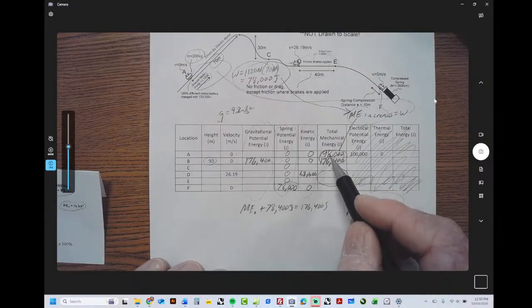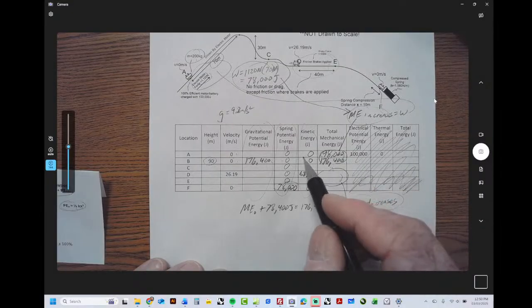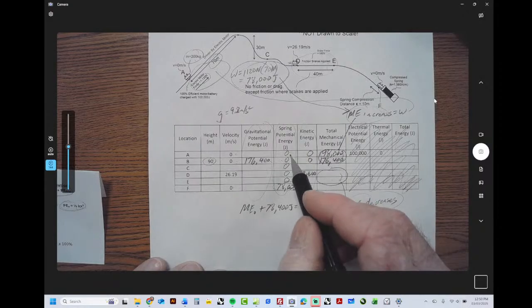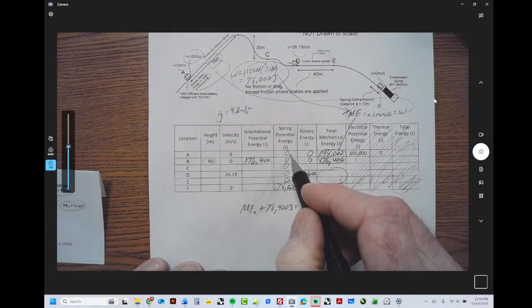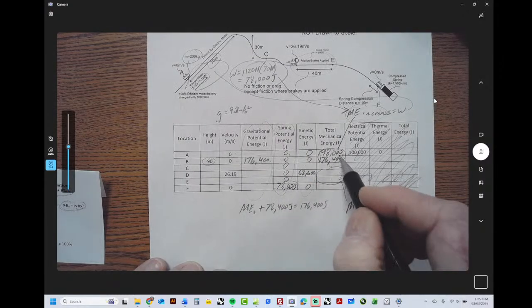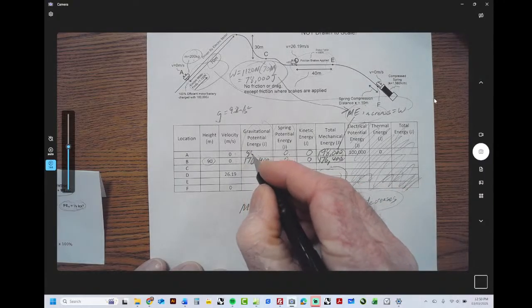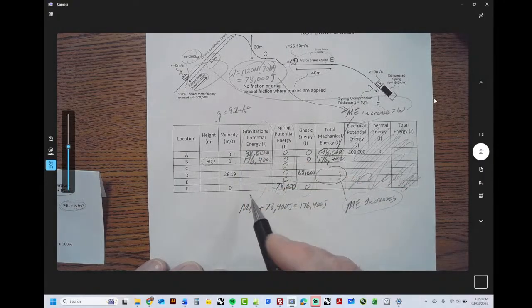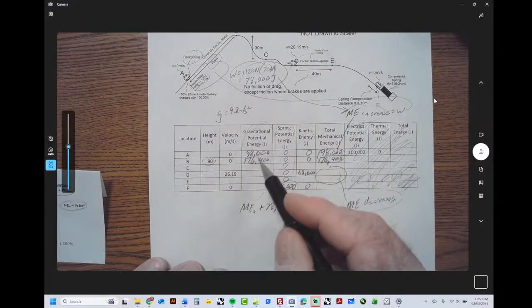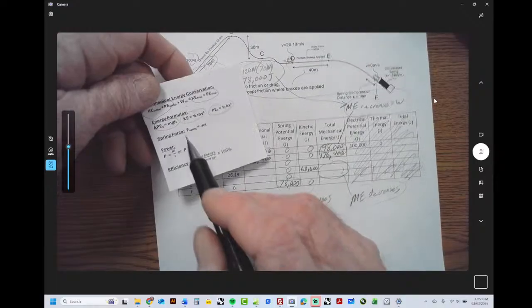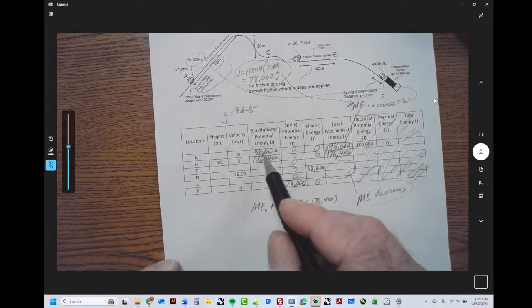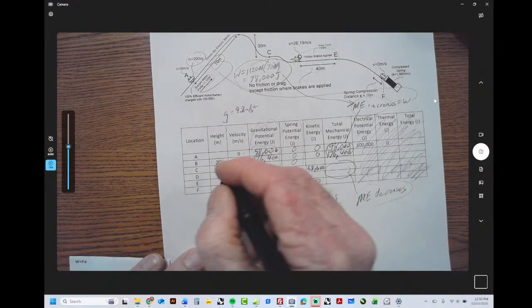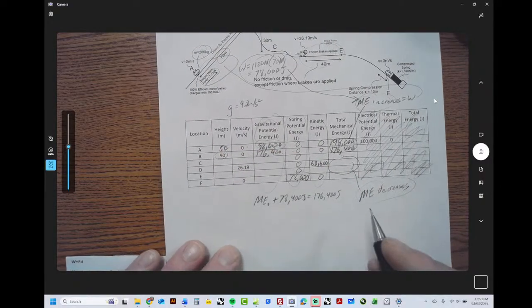Now that I have that, I've got zero kinetic energy, zero spring potential energy. These three have to add up to this, so all of this has to be gravitational. Now I can use the gravitational formula. Since this has to equal mgh, I just solve for h, which turns out to be 50 meters.